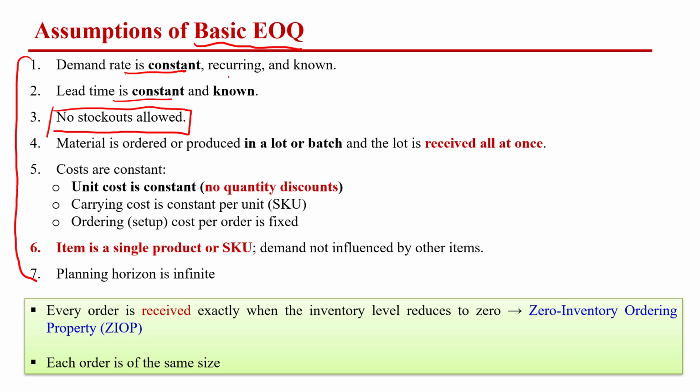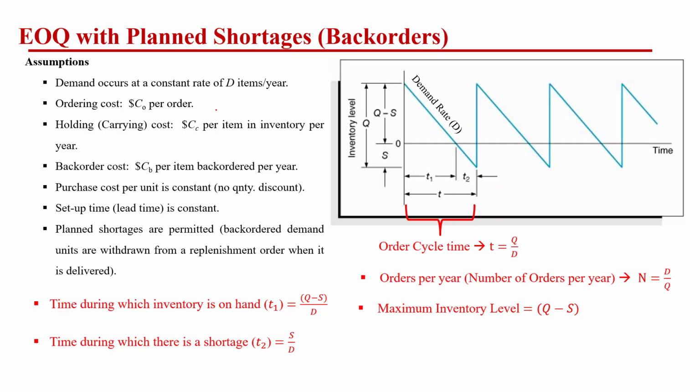So in the economic order quantity model with planned shortages, all the assumptions of the basic EOQ model still hold, but we relax only one assumption: now we are allowing stockouts, or you can say back orders or planned shortages.